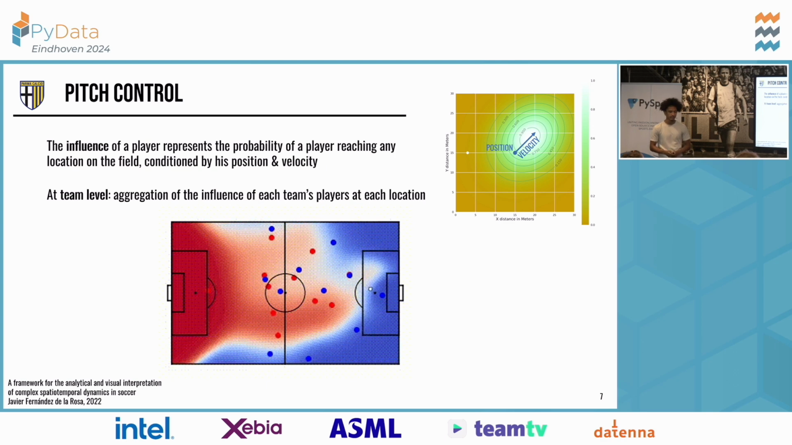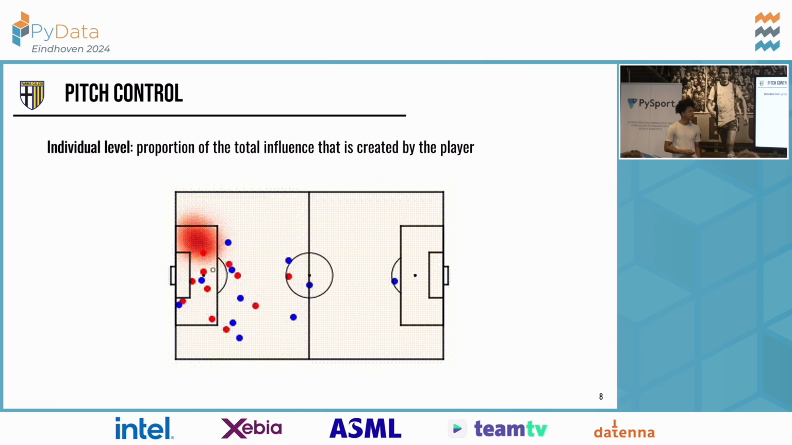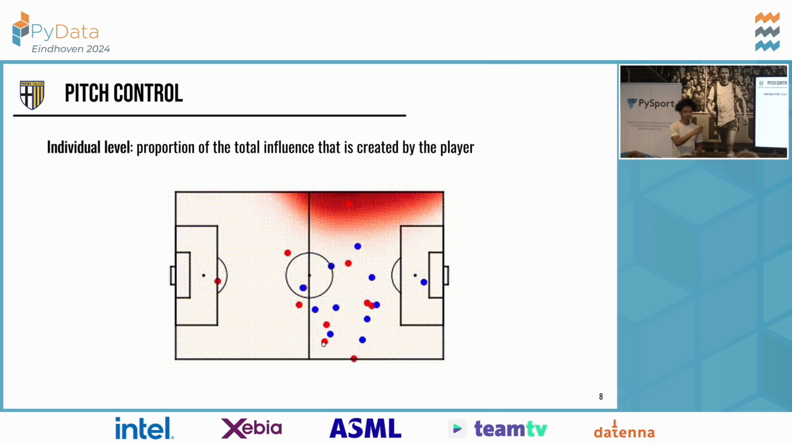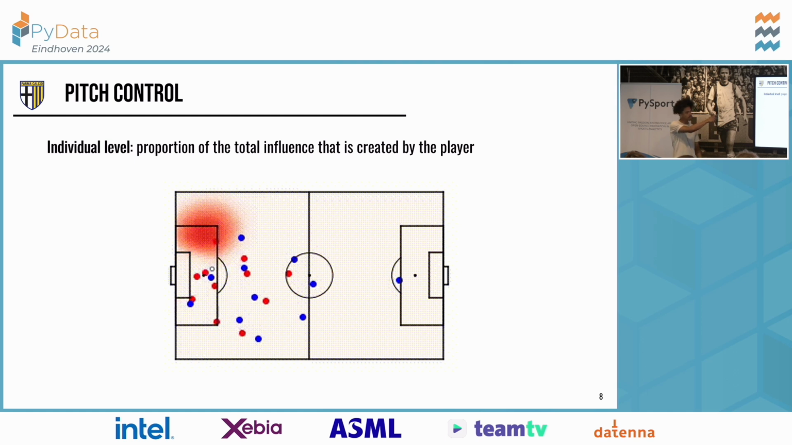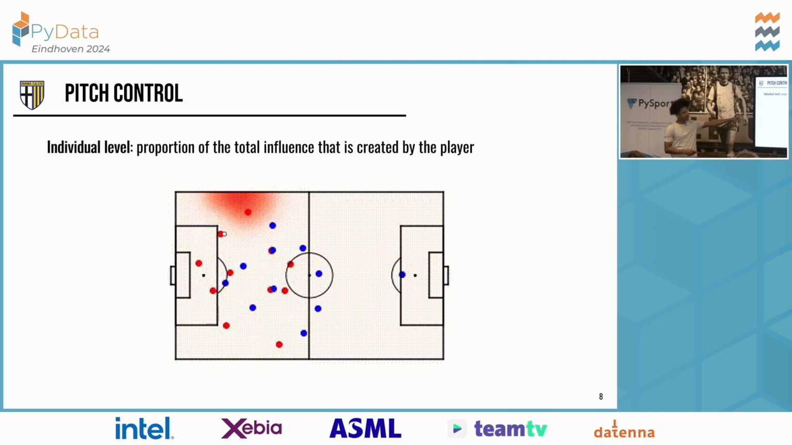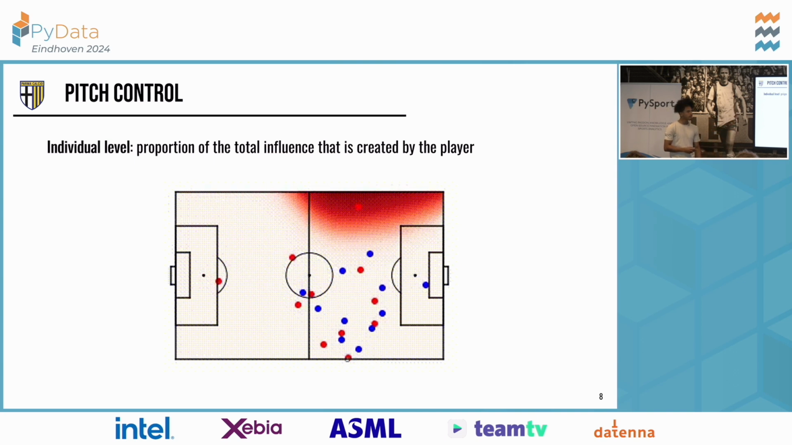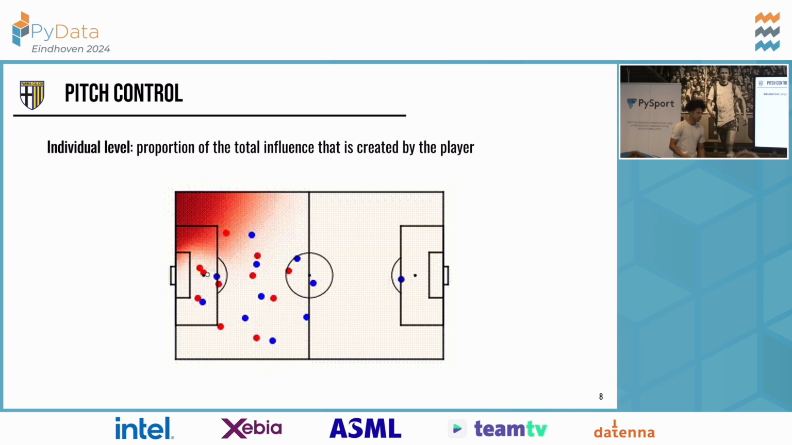This can be analyzed either at team level or at individual level. We define the individual pitch control as the proportion of the total influence that is created by this player. Here you can see that the left fullback has much more control than any other player on the left wing. So we can quantify his freedom.